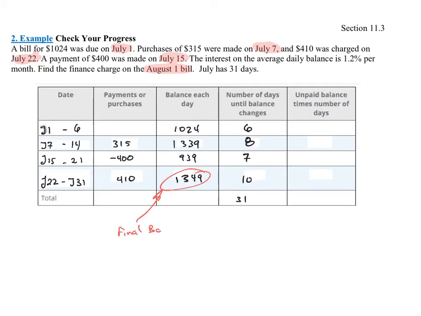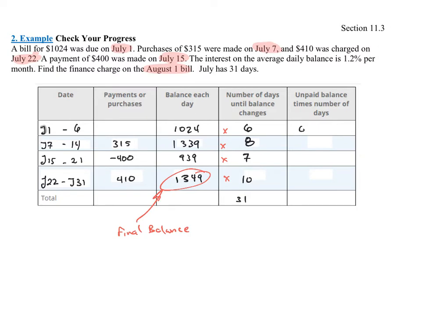So when you get your credit card bill, you are going to owe that final balance plus any interest charges from the credit card. So how do we find the interest charge? We need to find the average daily balance first. So let's find the sum of all the total days of balances. Again, we're going to do 1024 times 6, 1339 times 8, 939 times 7, 1349 times 10. Let's get those totals in our calculators now.